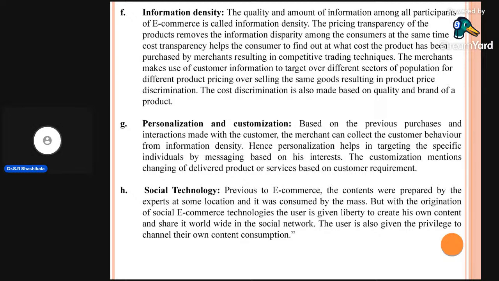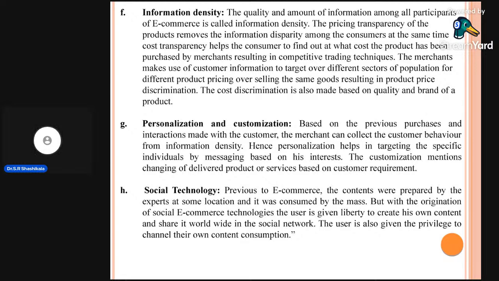Now, personalization and customization. Based on the previous purchases and interactions made with the customers by the company, the merchant can collect consumer behavior from information density. Then he personalizes by targeting specific individuals with messaging based on their interests. Customization means changing the delivered product or services based on the consumer requirements. By the term personalization and customization, we mean that companies are interested enough to cater to the requirements of particular customers according to their tastes and preferences, and they have personal contact with their customers.